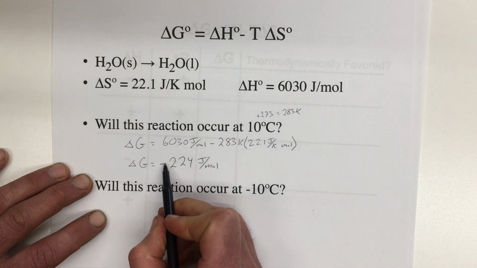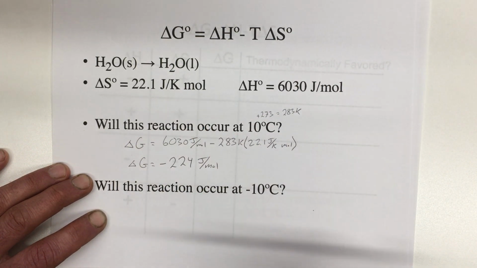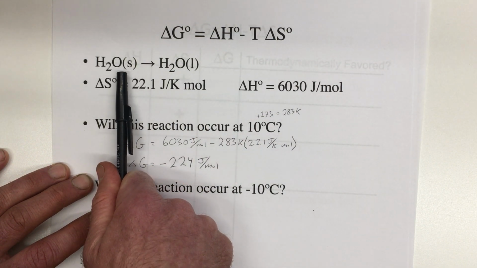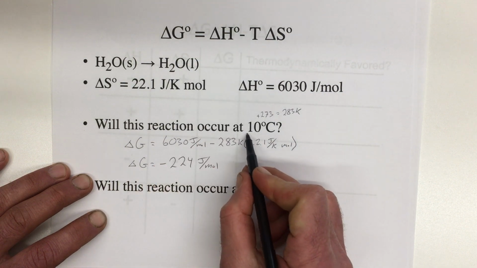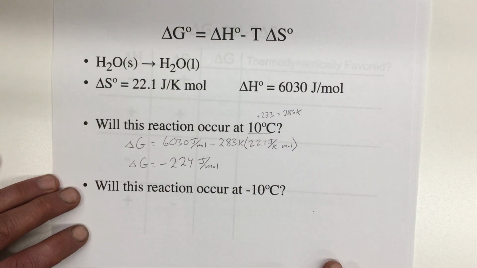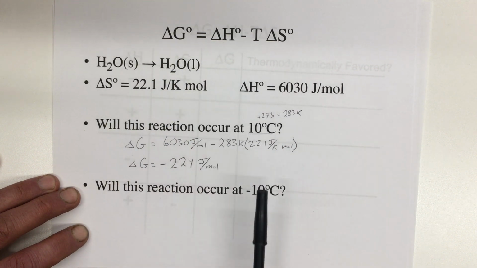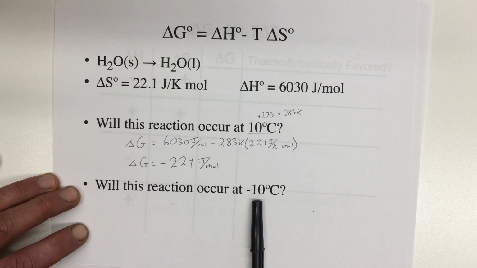We found out that it's negative, and that tells us that it will proceed in the forward direction. That makes sense because we are familiar with this reaction. Solid ice turning into liquid water at 10 degrees Celsius, we all know that that reaction will take place. But this reaction doesn't always take place. Ice doesn't always melt. Will ice melt if it's negative 10 degrees Celsius?